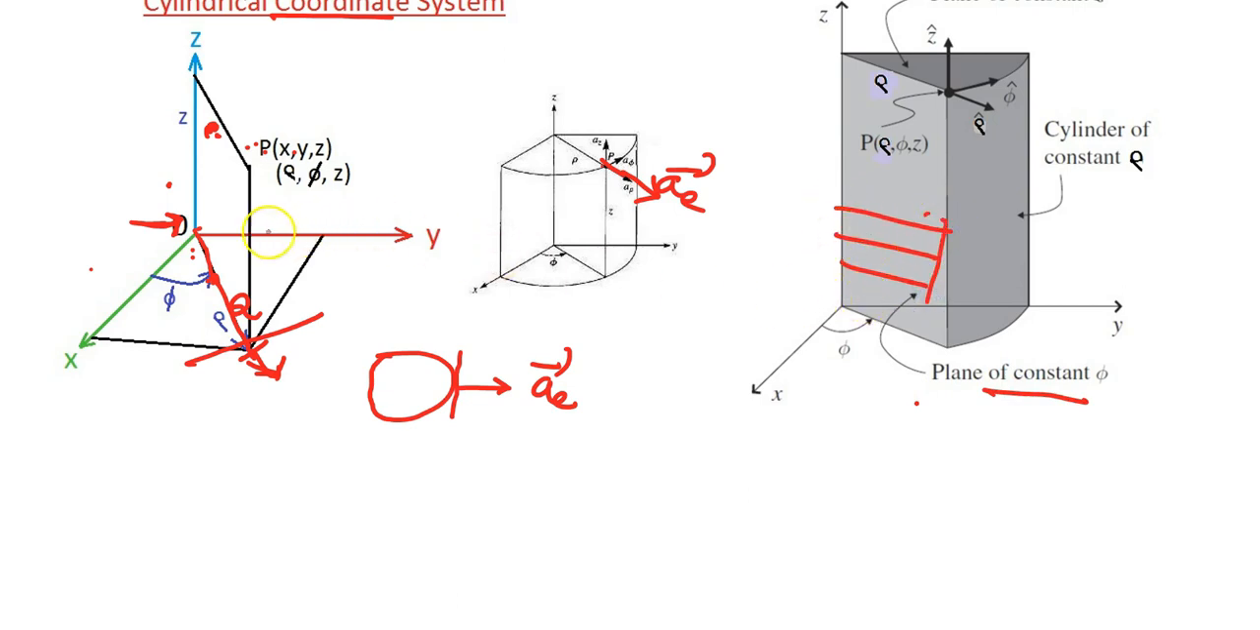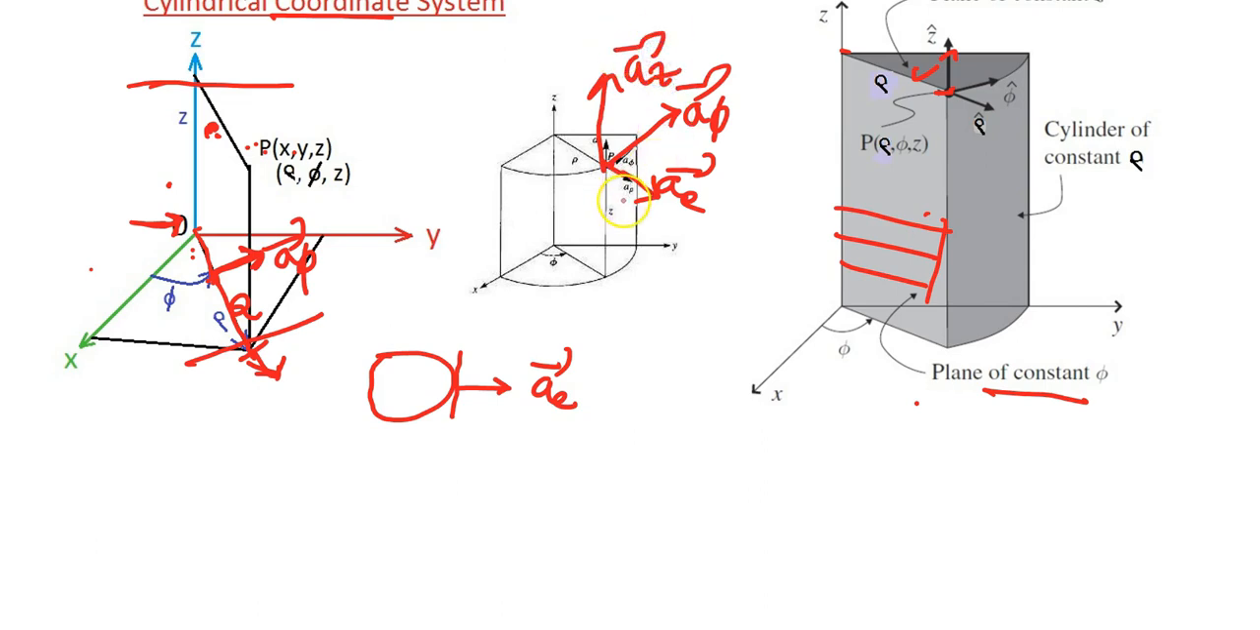Okay. So when this is the plane, the unit vector perpendicular to this plane will be a phi, the unit vector along the phi axis. And when z is constant, this top plane you can see, the unit vector perpendicular to this plane will be the unit vector along the z axis. So this will be the arrow a rho, this will be a phi, and this will be your a z.